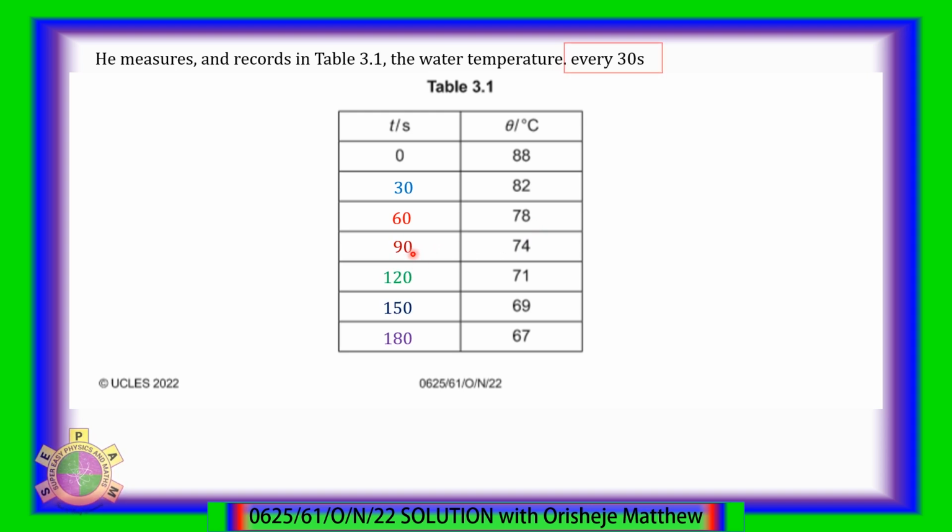So 30, 30, 30, you just keep on adding the value, because it is every 30 seconds. So that's how you generate this: 30, 60, 90, 120, 150, 180. If the unit was not given, you would have supplied the unit, but the table headings already have the units written.